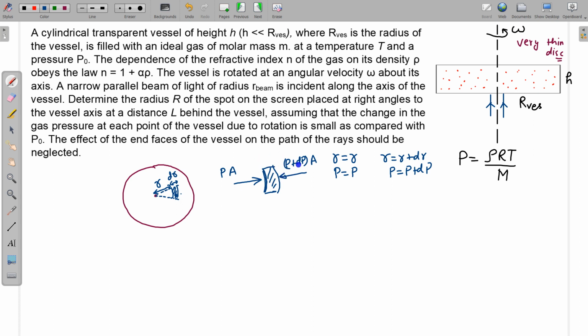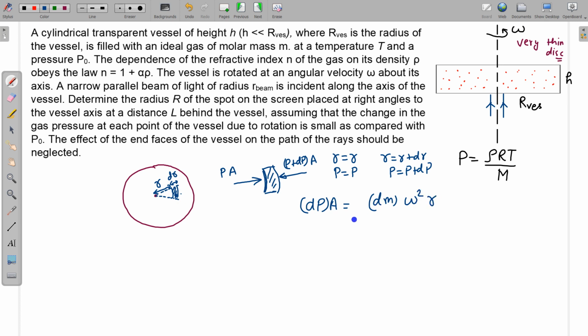And here the net force is p into a, here it is p plus dp into a, so the net force will be dp into a. So this is the net force on this element, and this net force is equal to mass into its acceleration towards the axis. Suppose its mass is dm and its acceleration is omega square into r.